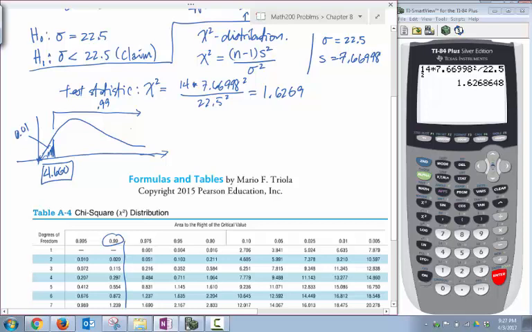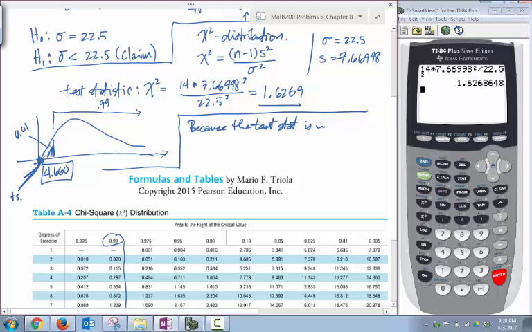What I want to do is look at where this critical value is. This is the critical value. I want to see where my test statistic is. And it looks like my test statistic is going to be in the critical region. We can make our decision here. We can say because the test statistic is in the critical region, we reject the null hypothesis.